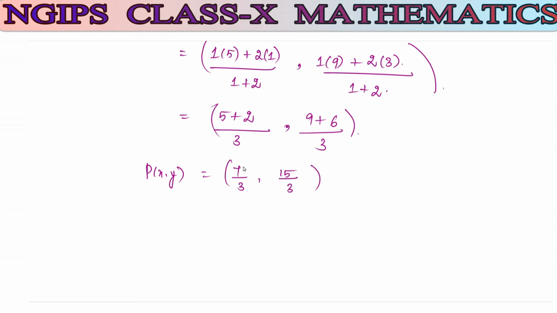So further if you simplify here, we will get 7 by 3. Further, if you simplify 15 by 3, the value is going to be 5. So this is the answer.